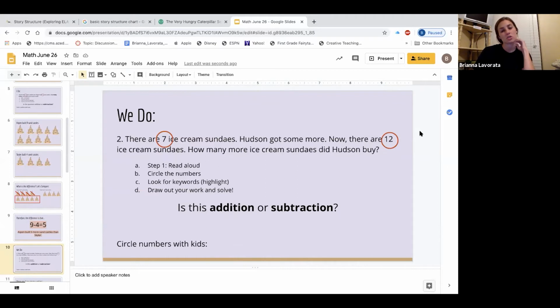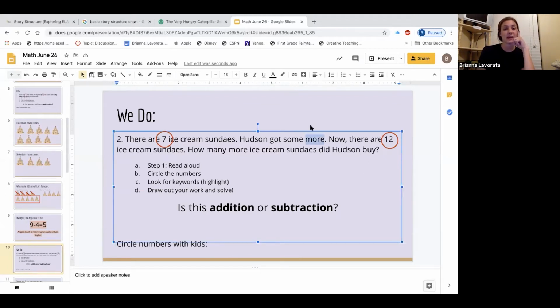Okay, so Hudson got some more. I remember that the word more is going to mean addition. So I'm going to go ahead and highlight that word, or I'll bold it. Now there are 12 ice cream sundaes. How many more? I see the word more again, so that's telling me this sentence is trying to tell me something. How many more ice cream sundaes did Hudson buy?